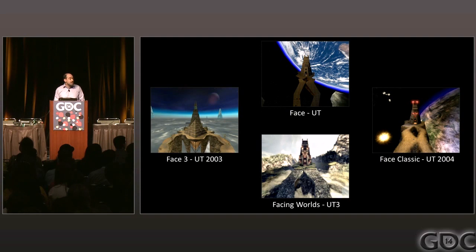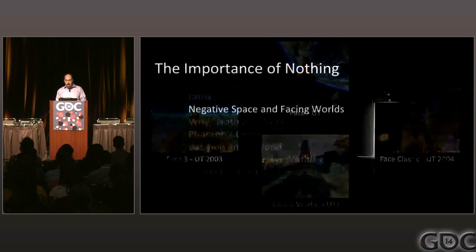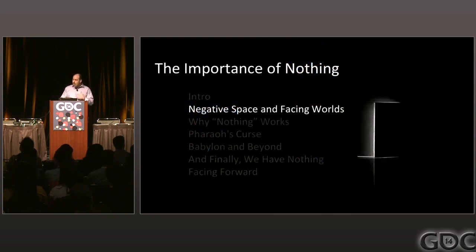Face has been represented in multiple generations of Epic's games across multiple versions of the Unreal Engine. So we can track how those techniques changed and get a clear understanding of the impact that that had on the history of the map as it evolved. So what did make it work? To a large degree, I'm saying it was negative space.